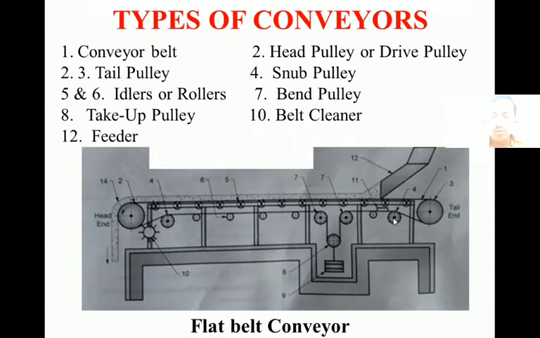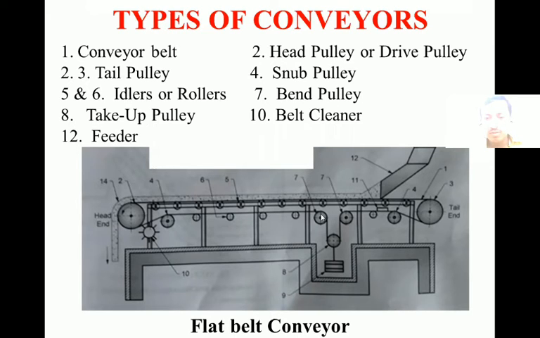In detail we are going to study these pulleys. Snub pulleys are used to change the direction of the belt. Next are idlers or rollers. The small pulleys are called idlers or rollers. There is no specific function of these pulleys; they are only to support the belt. There should not be any hanging of the belt. The belt should not hang, so these pulleys are used to give it proper shape.